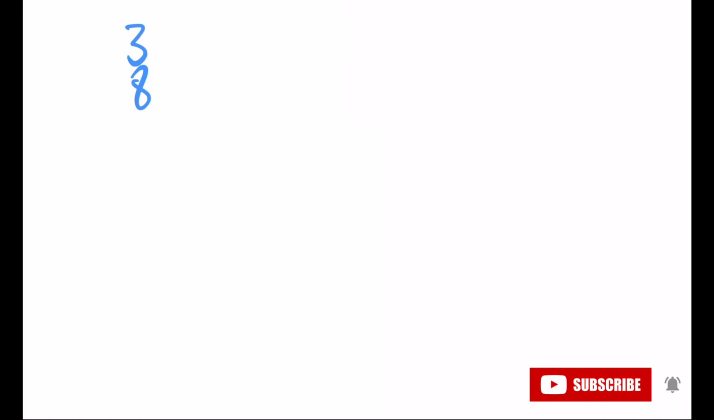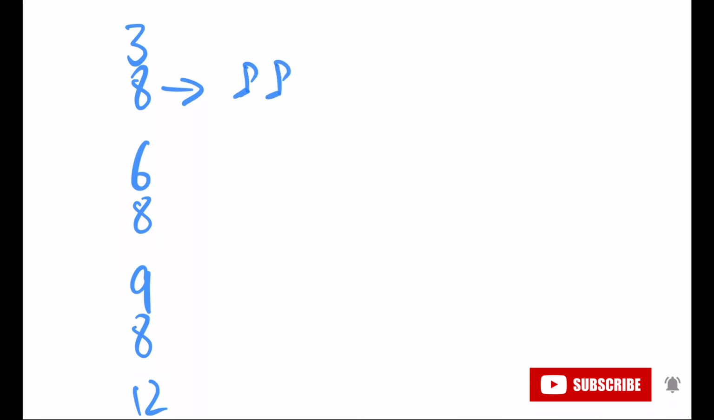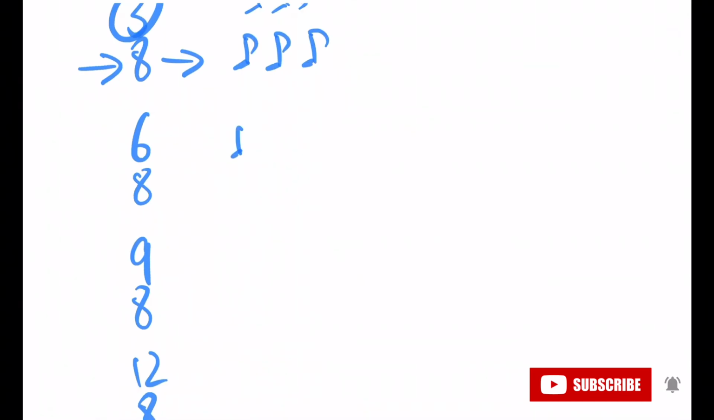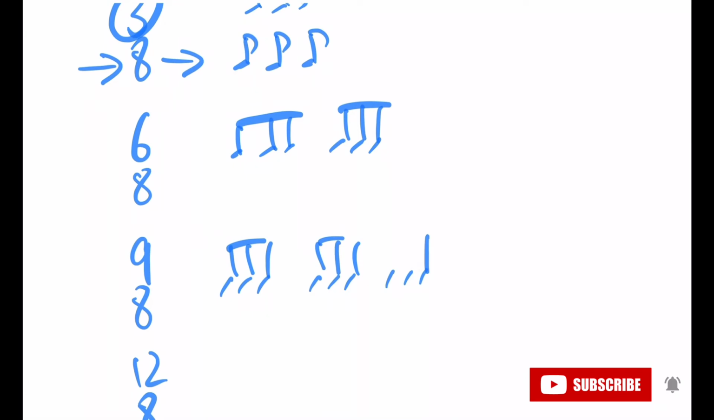Common time signatures with our eighth notes or our quaver notes in each bar are 3, 8, 6, 8, 9, 8, and 12, 8. You may notice that these are all grouped in threes. So our quavers or our eighth notes can be written individually with a small tail, but they can also be beamed together, sometimes in twos, but in this case they will always be beamed together in groups of 3.